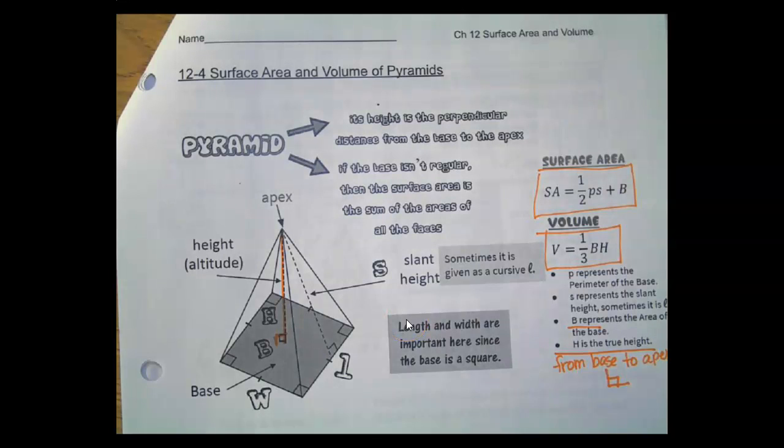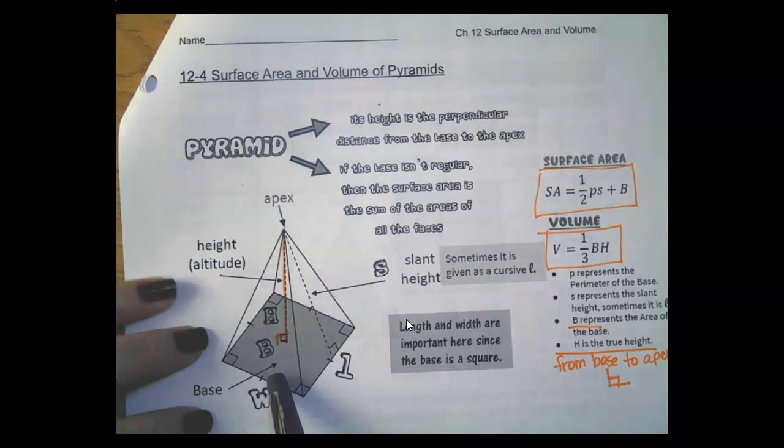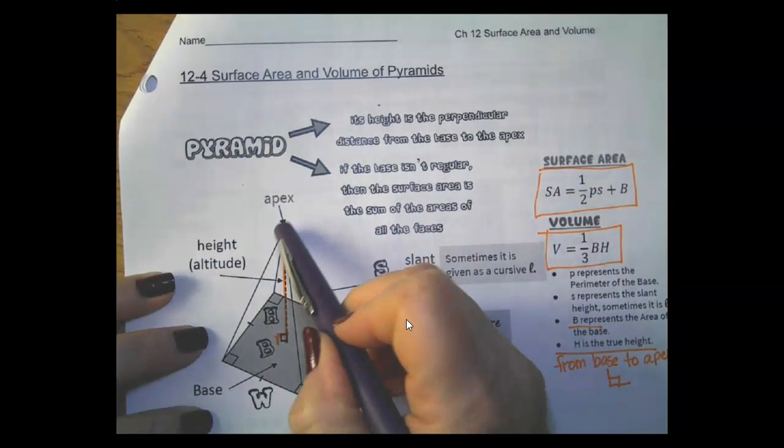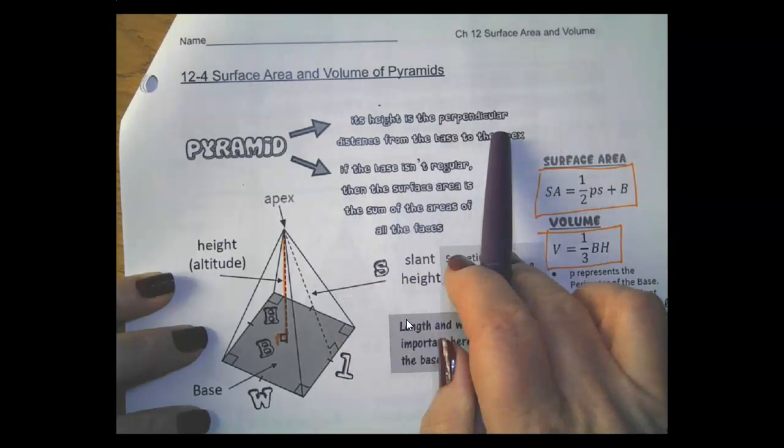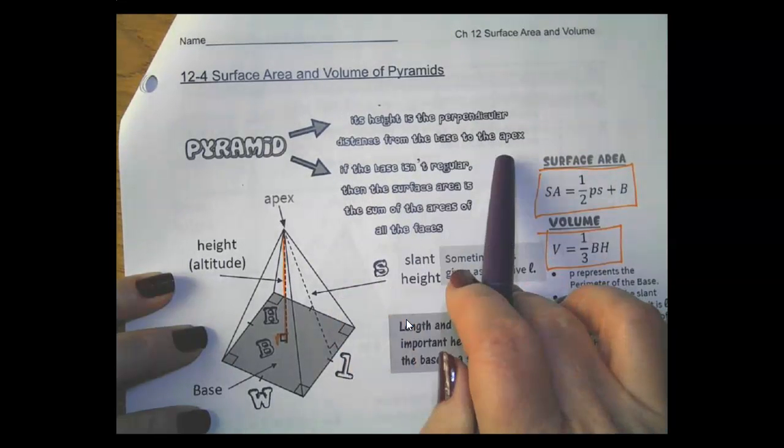All right, it's pyramid time. So we're going to find the surface area and volume of a pyramid. You can see that a pyramid has one base and then one apex, one vertex at the top. The height is the perpendicular distance from the base.